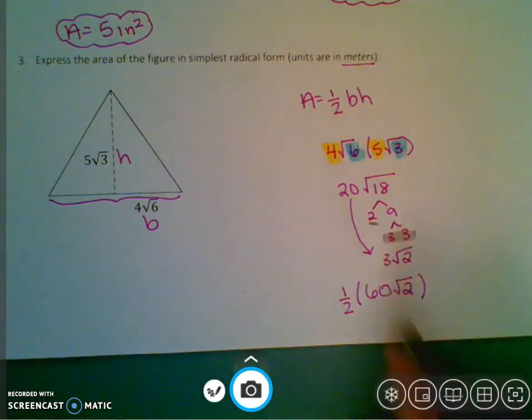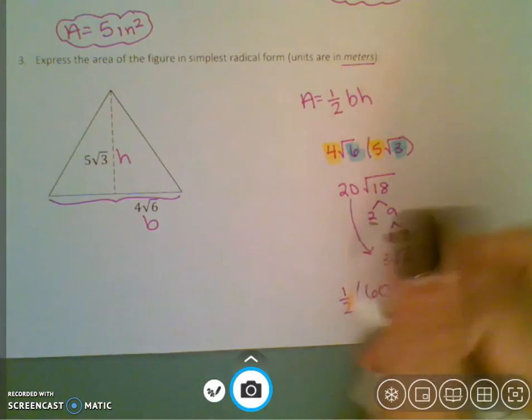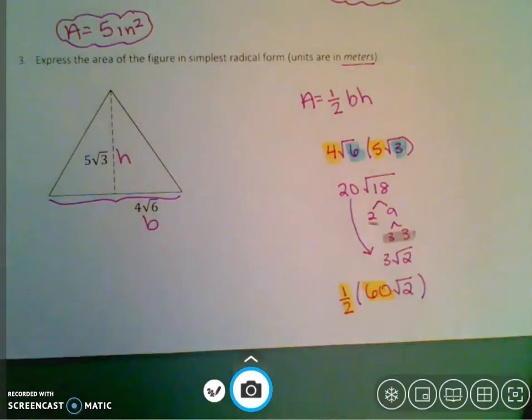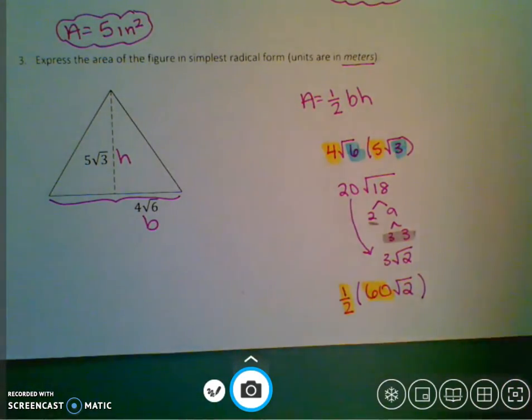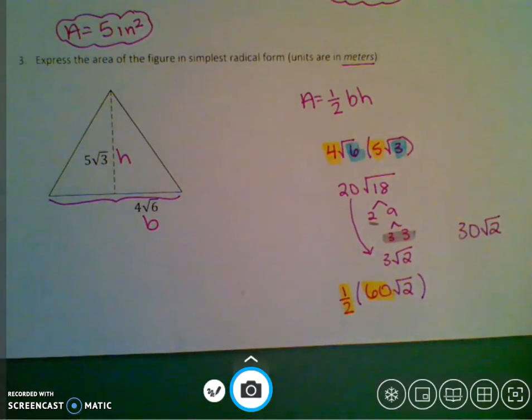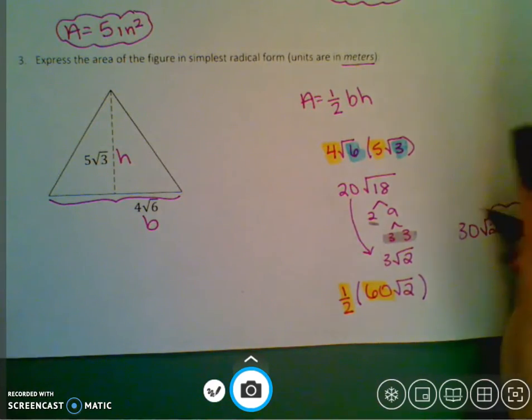But just like before, when you're working with radicals, the outside numbers are the only ones that can multiply. So this 1/2 does not have a root, and the 60 is not inside the root, so I can multiply those together to give you 30 square root of 2. And this is area, so it's in meters, so that's meters squared.